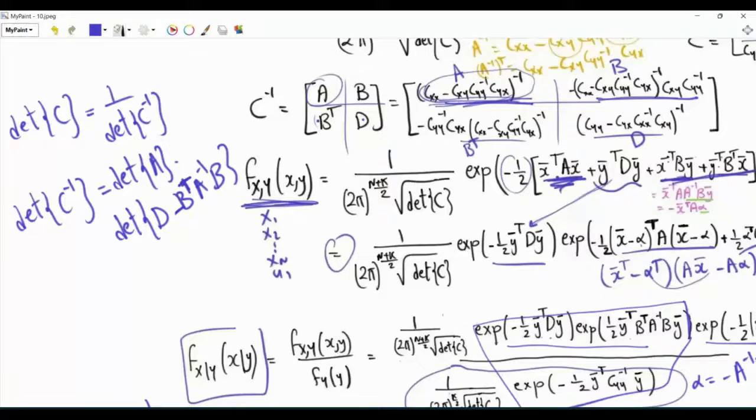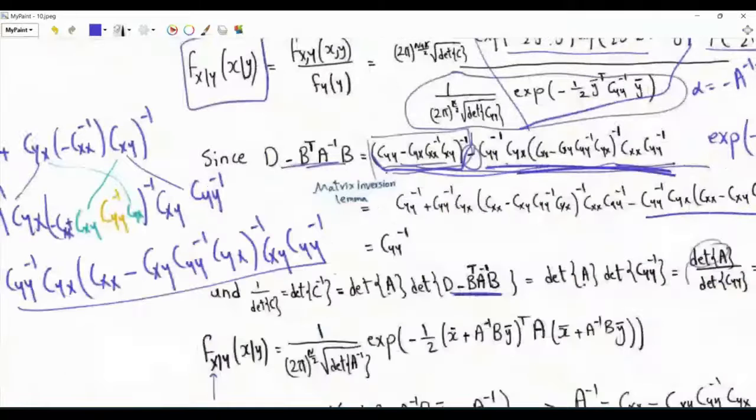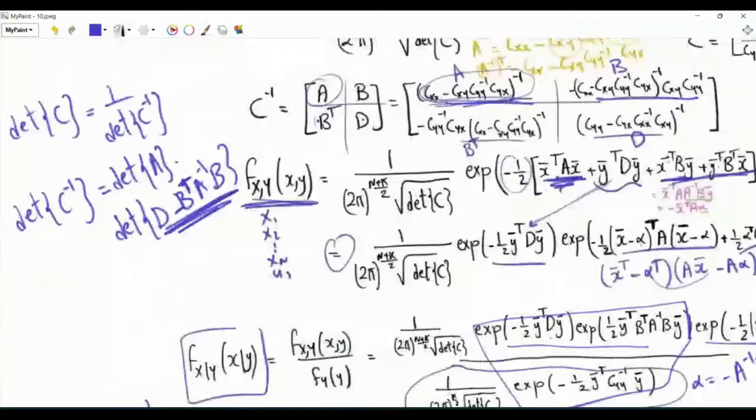So this will be the determinant of C inverse, and its reciprocal is the determinant of C. But this guy here, D minus B transpose A inverse B, is the same quantity to which we have applied the matrix inversion lemma. And we discovered that we will get two guys. One will go with this, and this is just the inverse of the covariance matrix of random vector Y. And so this is CYY inverse.